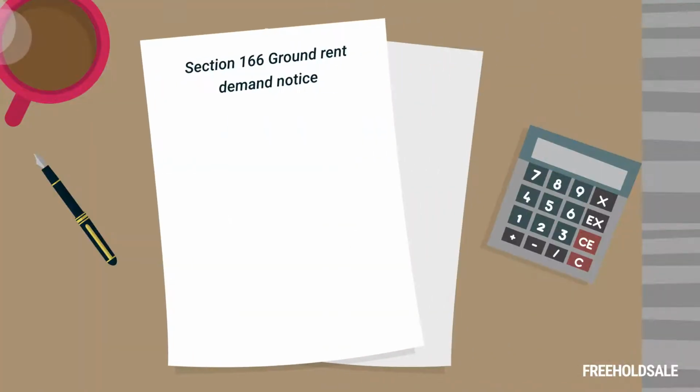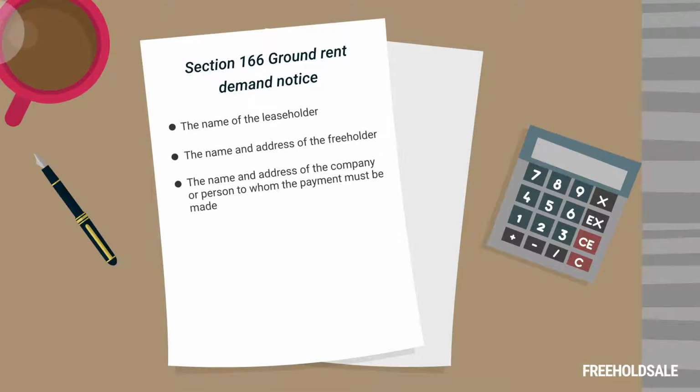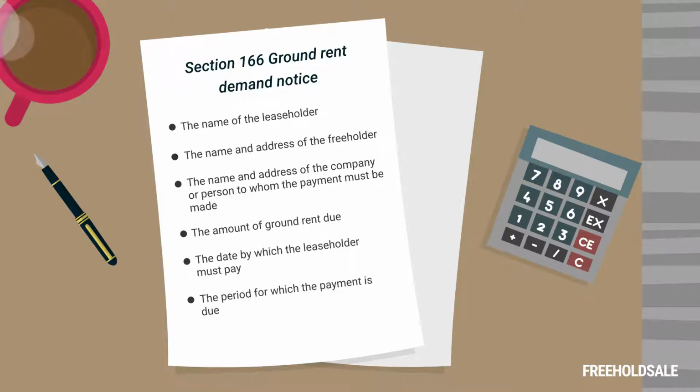The ground rent demand must specify the name of the leaseholder, the name and address of the freeholder, the name and address of the company or person to whom the payment must be made, the amount of ground rent due, the date by which the leaseholder must pay, and the period for which the payment is due.